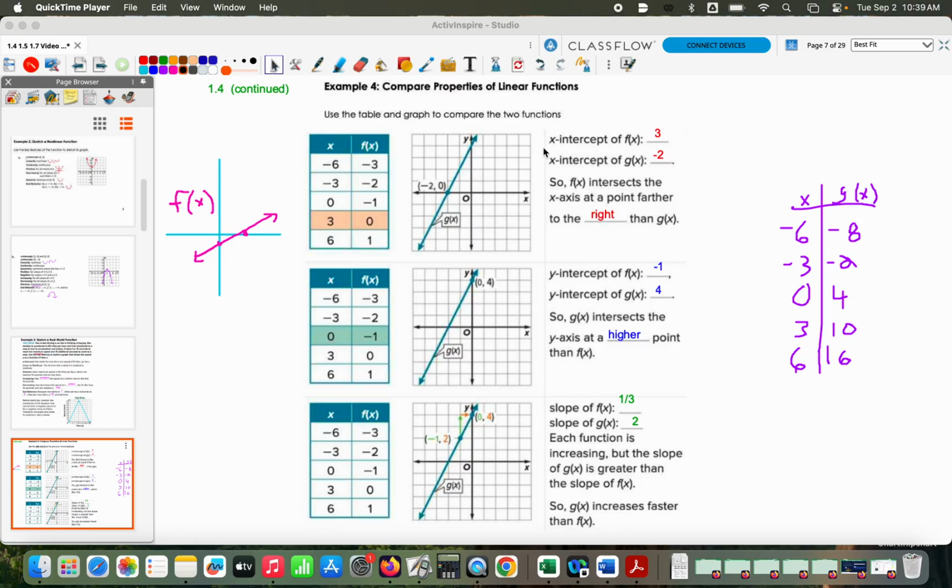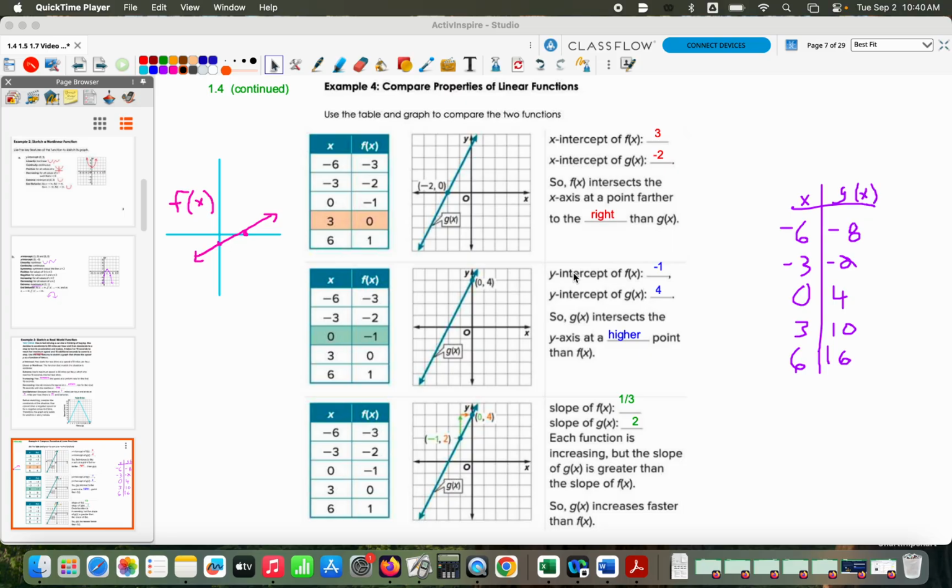For example here, the x-intercept of f of x is when the y value is 0, so 3 must be my x-intercept for f of x. For g of x, I look at the graph, and it looks like it's at -2. So f of x intersects the x-axis at a point farther to the right. Especially with the picture, it helps. Here's my x-intercept for f of x. This guy's way over here, so the f of x x-intercept is further to the right.